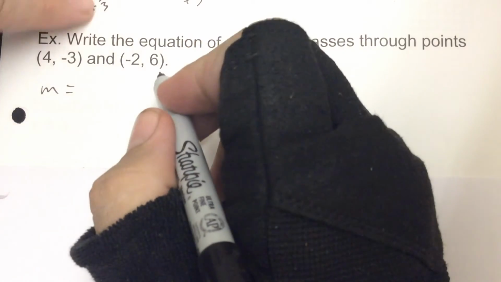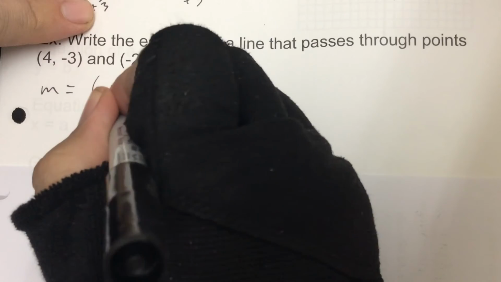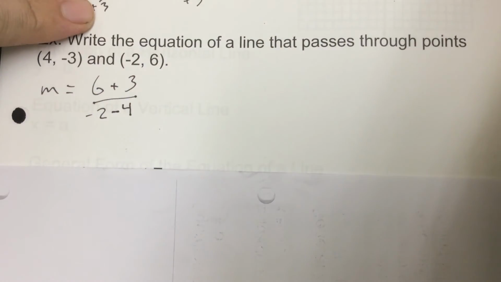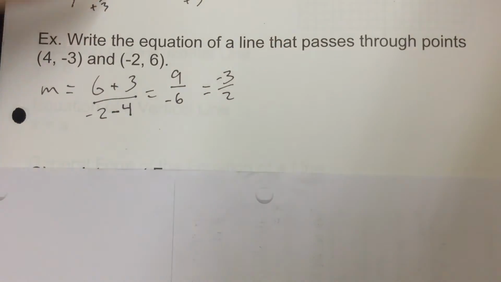So, start with our y's. We have 6 minus a negative 3, which would make that a plus 3. On the bottom, we would have minus 2 minusing 4, or negative 2 minus 4. So 9 over negative 6, which we reduce down to a negative 3 halves.